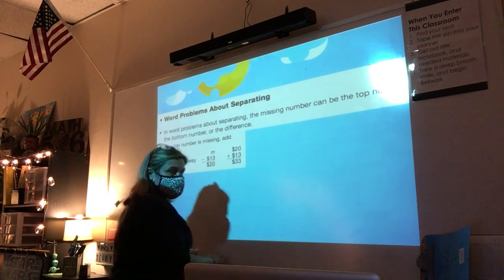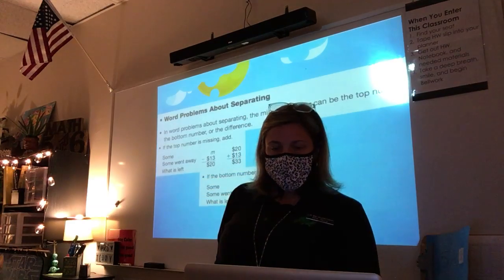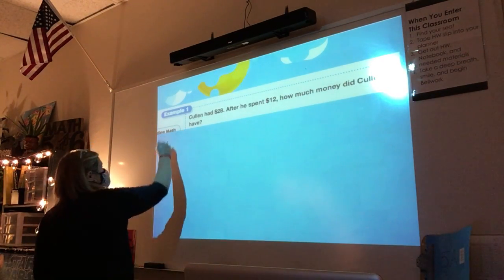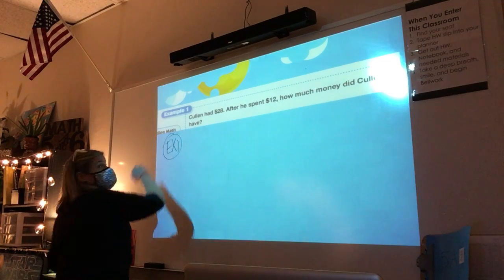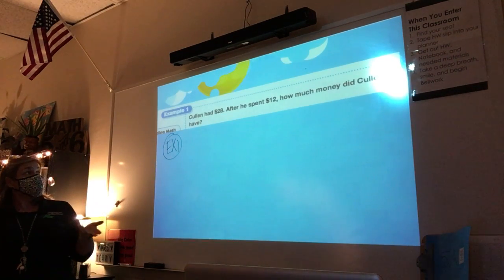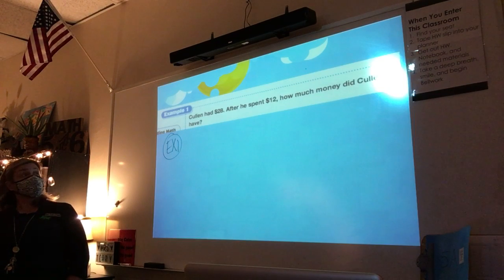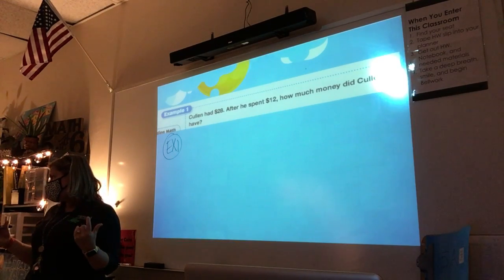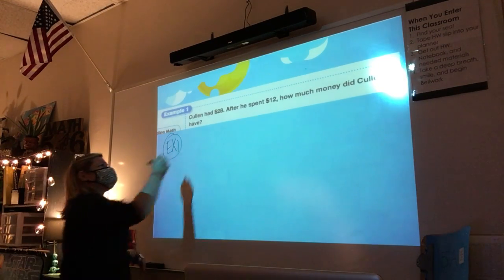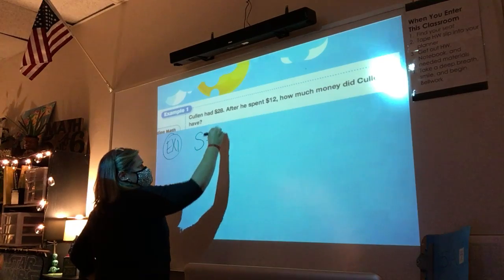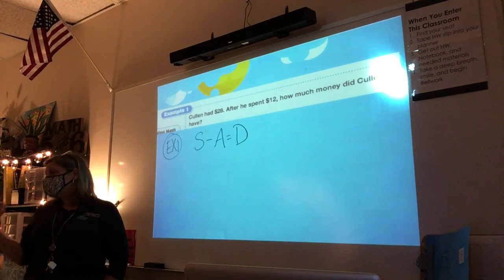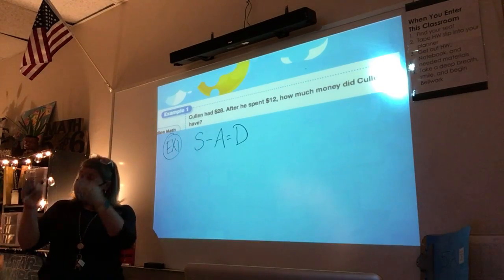Let's start with one of the 3 examples. Some went away. They did that. Okay, so now write down example 1. EX1. We've got 3 examples here. Cullen had $28. After he spent $12, how much money did Cullen have? Is this about combining or separating? Separating. It's sad. He's losing his money. Actually, he's spending his money, but he's making a choice, so it's not really seriously sad, but it is separating.